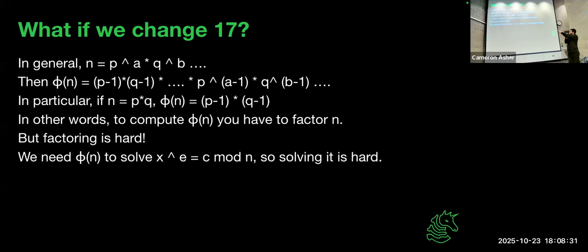So the important thing is that if n is p times q, then phi n is p minus 1 times q minus 1. And what that means is, if you want to compute phi n, you have to factor n. And you need phi n to solve this equation. So to solve this equation, you have to factor n. But factoring large numbers is not an easy problem. It's computationally difficult. So if you know the factorization of n, then it's easy. But if you don't know it, it's difficult.